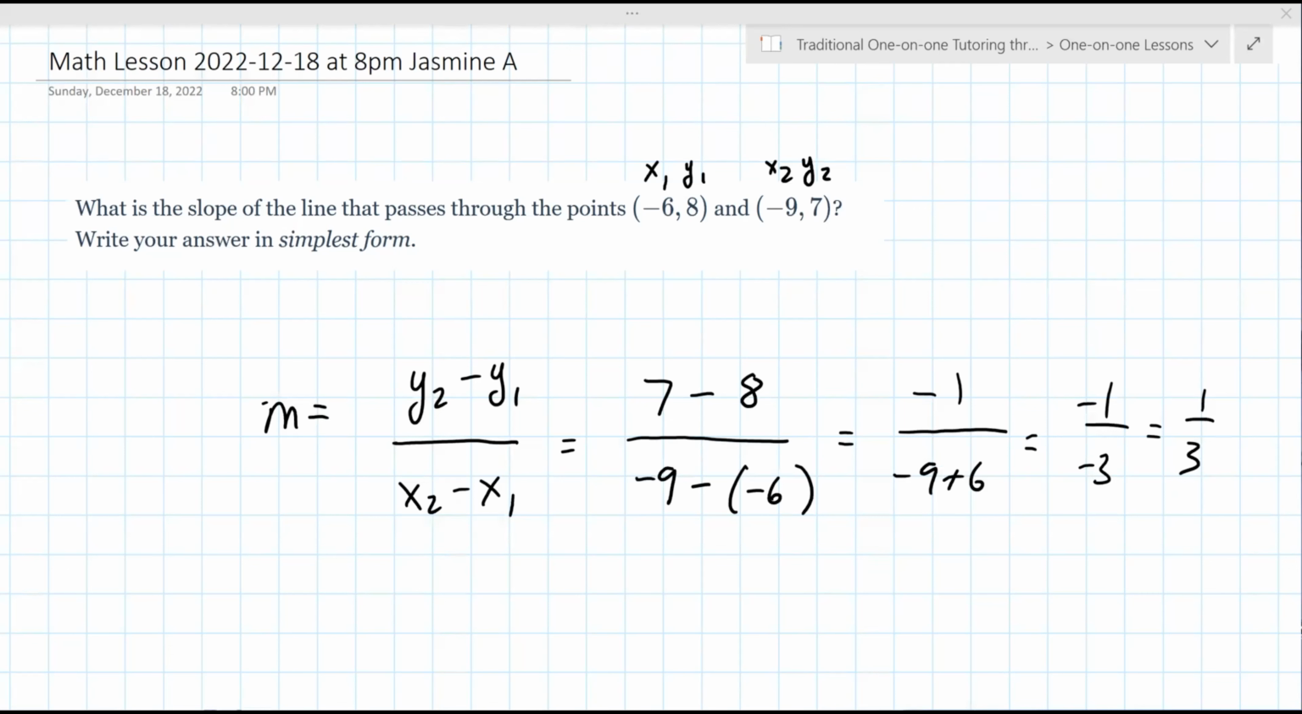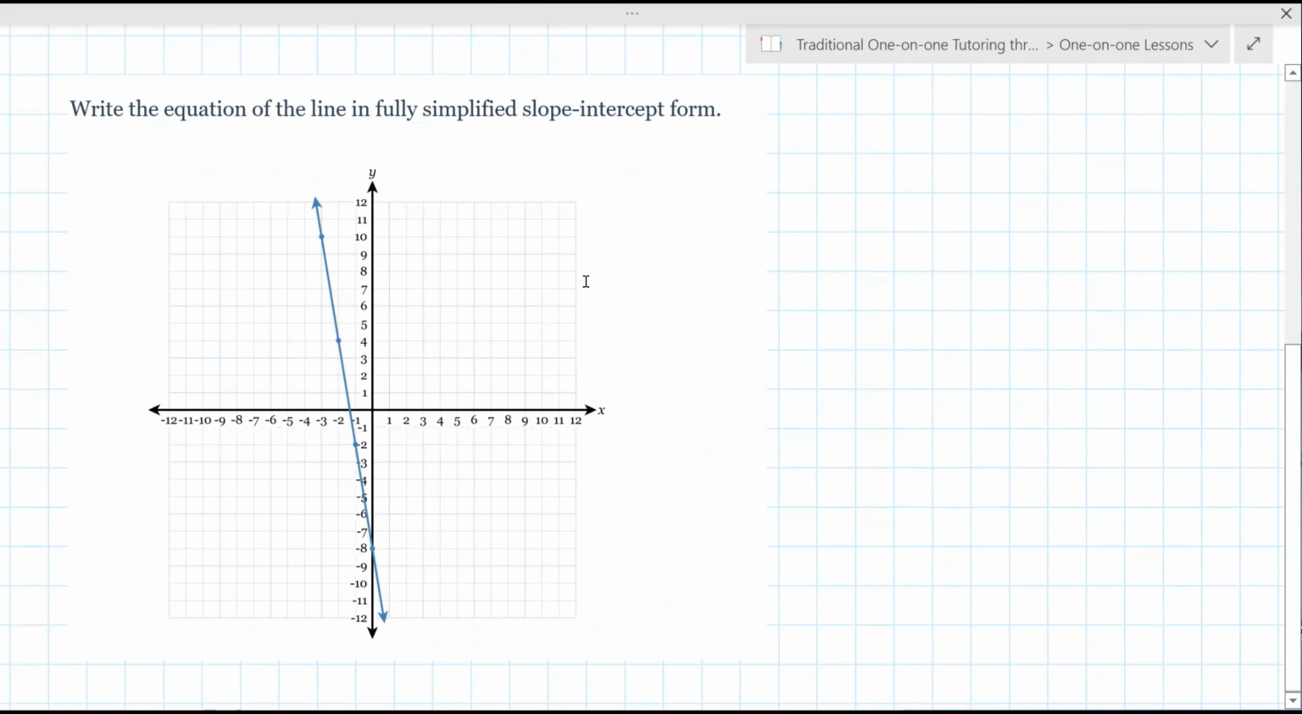Okay, so I'm going to grab the next question here. It says to write the equation of the line in fully simplified slope intercept form. So really important that you know that form. It's y equals mx plus b. So m is the slope and b is the y-intercept. The y-intercept is where it actually crosses the y-axis. Can you tell me where this crosses the y-axis down here? The 8? The 8 or 10? Negative 8. Yeah, so b is negative 8.